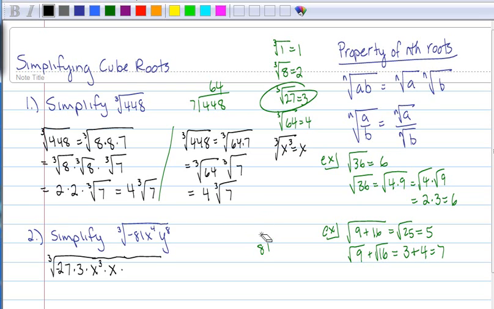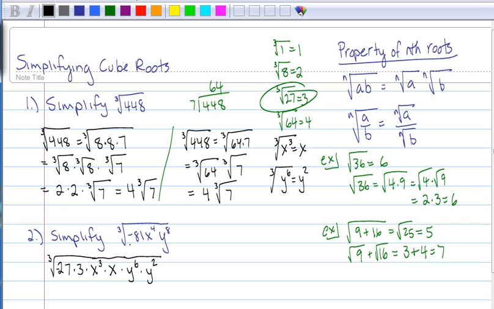Or, let me erase this. We could realize that anything with a division of 3, like y to the 6th, is going to be y squared, because y squared times y squared times y squared is y to the 6th. So we know that the exponents have to be divisible by 3. So what would that be? That would be y to the 6th times y squared, of y to the 8th.